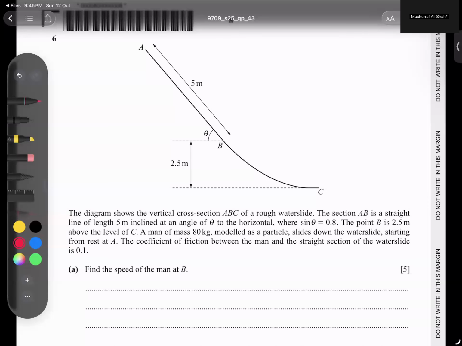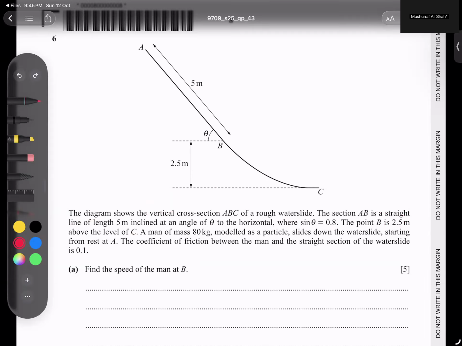Question number 6 we have. Diagram shows vertical cross-section of ABC rough water slide. And AB is a straight line of length 5 meters. You can see 5 meters. An angle theta with the horizontal and sine theta is given by him. You can see here. And B is 2.5 meters above the level of sea. So this is 2.5.